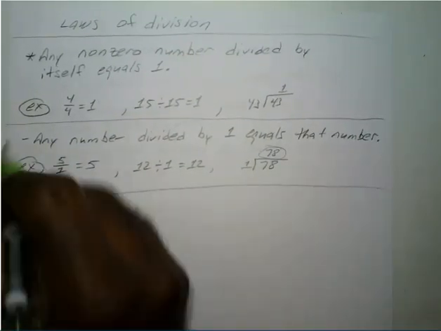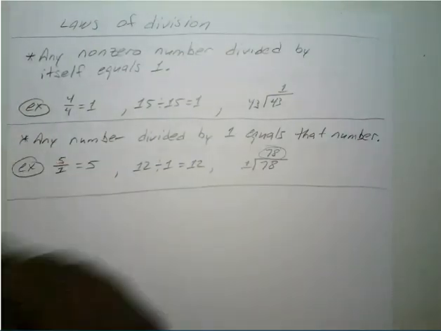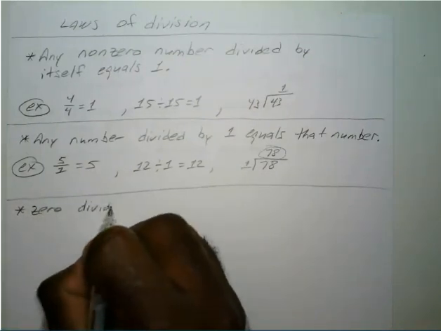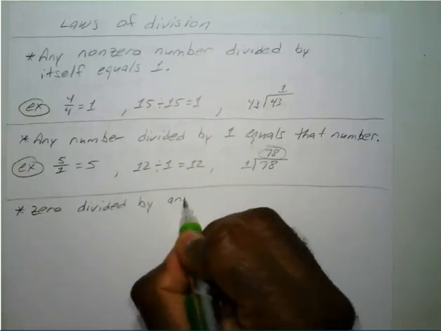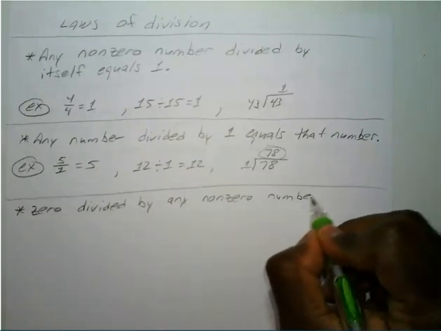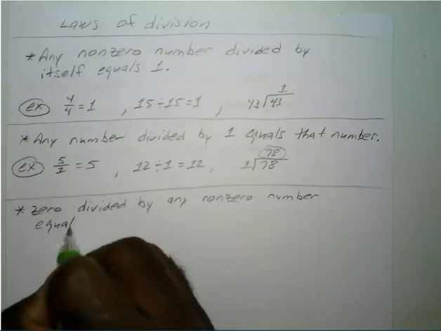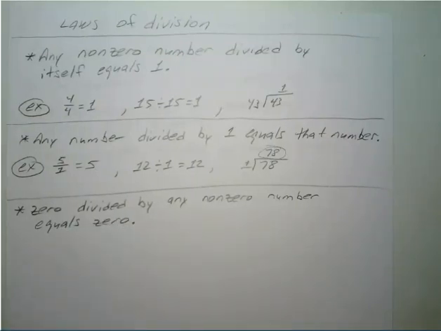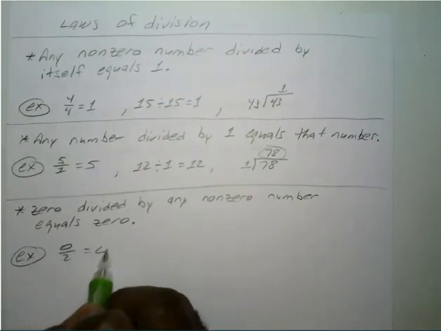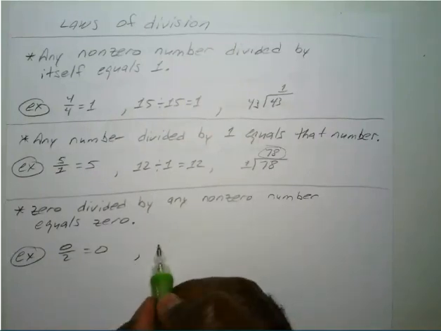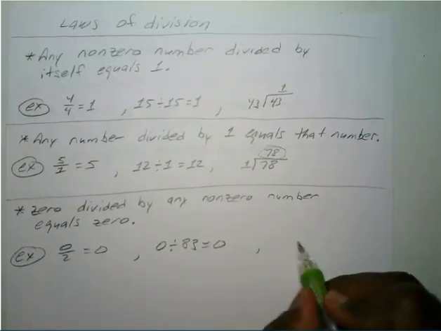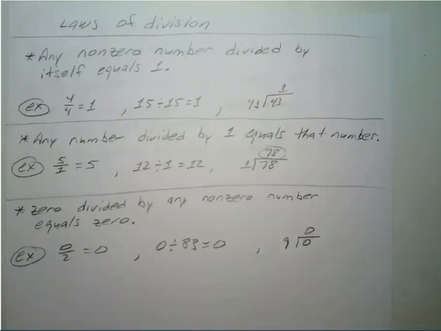Okay, now what's our next law of division? Zero divided by any non-zero number equals zero. Okay, so for example, 0 divided by 2 is going to equal 0. 0 divided by 83, you can pick any number, equals 0. Or 0 divided by 9 is going to equal 0.